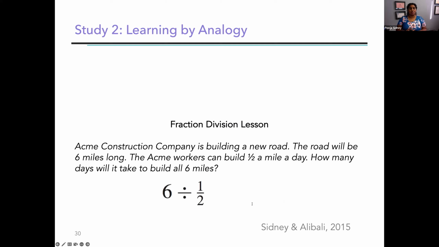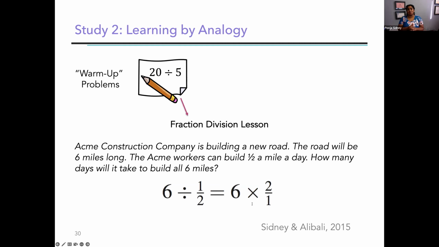We taught them about how to represent this with a symbolic equation. And then we taught them about invert and multiply. So the lesson was about 10 to 15 minutes long, but before the lesson, we manipulated what kind of analogy children would make by having kids solve different types of warm-up problems. So half of the kids warmed up with whole number division, and again, this should be helpful. And then the other half of the children warmed up with other fraction arithmetic problems like fraction subtraction and fraction addition. So this effectively sets up that analogy that's not as helpful.